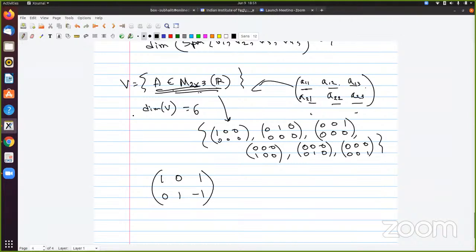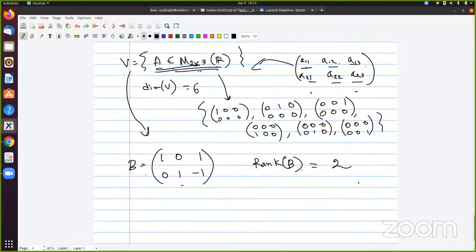Now I am taking a particular matrix from this set. If I take this matrix B, will this matrix be inside this vector space? Yes. I am giving a particular matrix, so now I can talk about rank of B. That has nothing to do with the whole vector space. What will be the rank of B? It is 2. Correct?